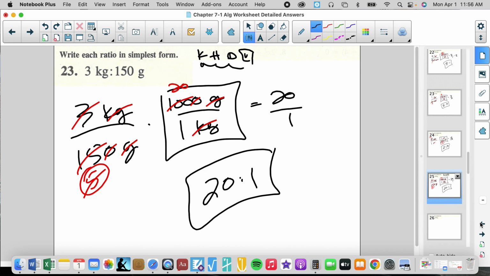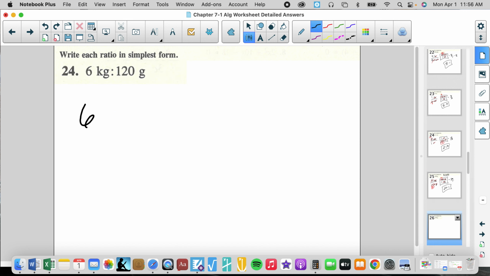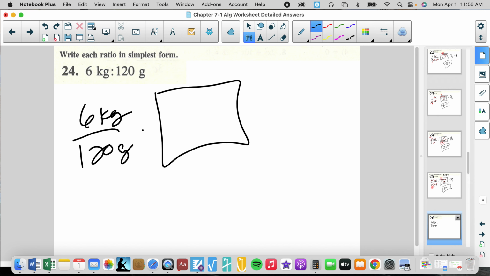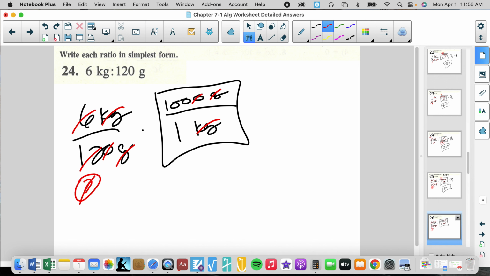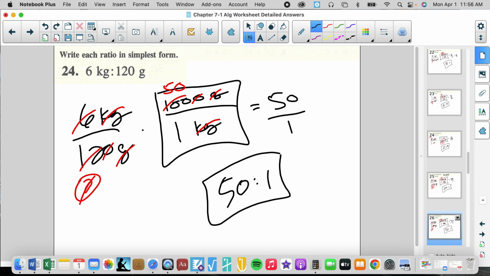Did we just, no, different one, okay. So 6 kilograms to 120 grams. Same conversion unit. We have 1 kilogram equals 1,000 grams. We're going to cancel kilograms, grams, grams. One of the zeros, one of the zeros. 6 goes into 12 2 times. 2 goes into 100 50 times. And we get 50 to 1. We are good. Let's change it up.